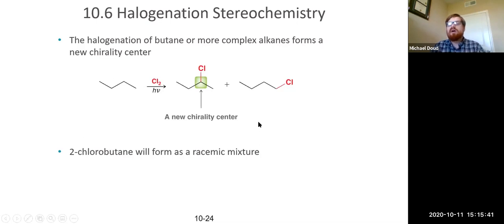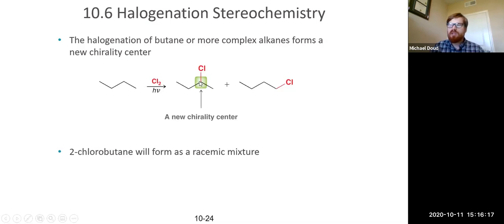Talking about when we halogenate, so when we brominate or chlorinate butane or something that's got a bunch of different carbons on it, we can form a new chiral center, right? Remember, a chiral center is a carbon that's bonded to 4 different things. So if we chlorinate butane and form 2-chlorobutane, that forms a new chiral center. Of course, 1-chlorobutane is not chiral, right? This carbon is bonded to 2 hydrogens, so there's no chiral center here.